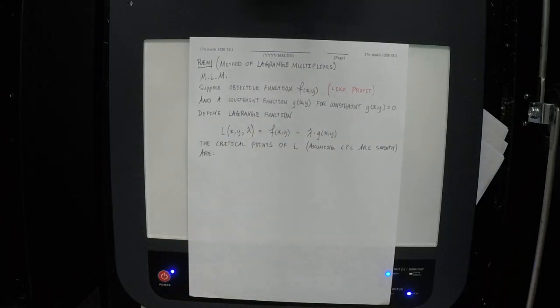So how do we find the critical points of L? What are we supposed to do? Back 20 minutes ago when we were talking about the critical points of F, the smooth critical points of F, what was the condition? And they're all supposed to be equal to zero. So that is the same case with L. The critical points of F are when both partials are zero. Okay. Now, how many partials does L have?